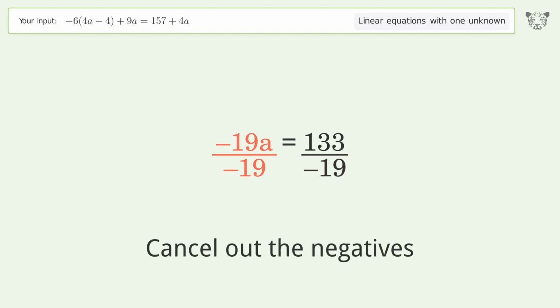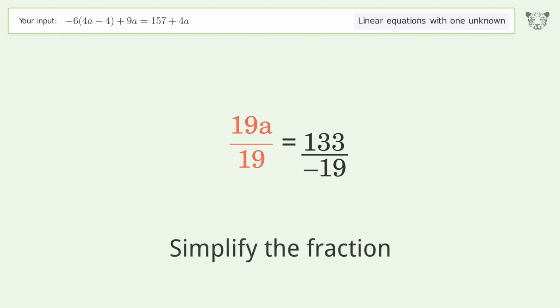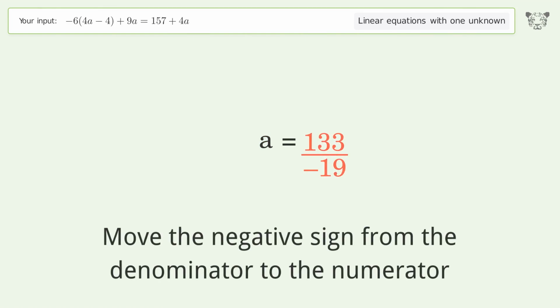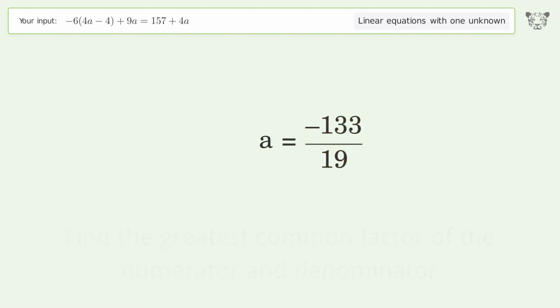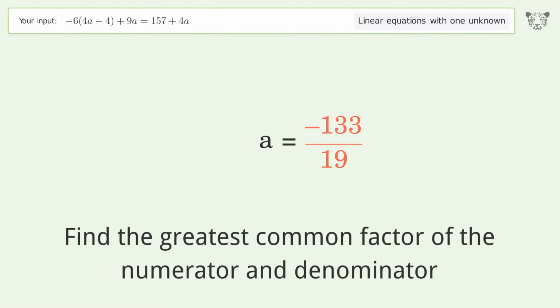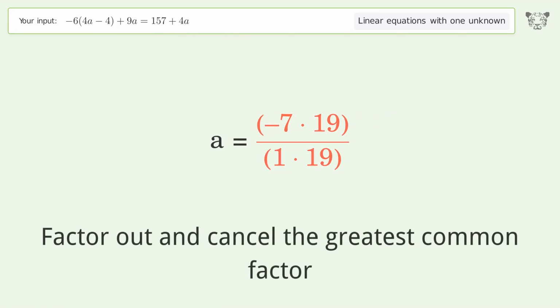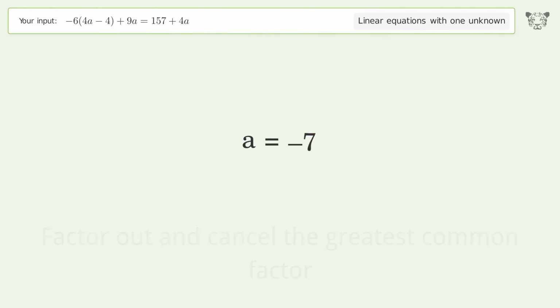Cancel out the negatives. Simplify the fraction. Move the negative sign from the denominator to the numerator. Find the greatest common factor of the numerator and denominator. Factor out and cancel the greatest common factor. And so the final result is a equals -7.